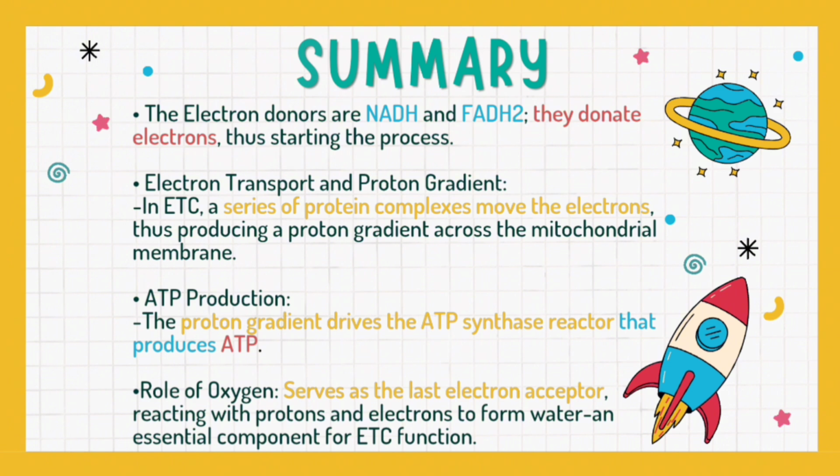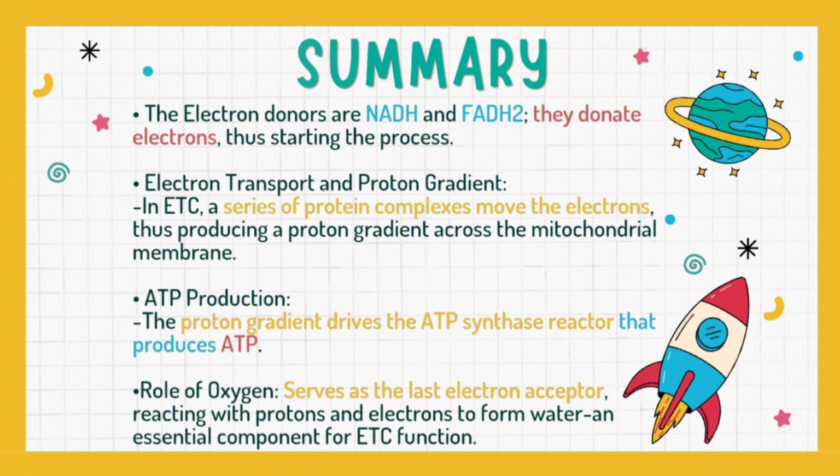In the ETC, a series of protein complexes move the electrons, thus producing a proton gradient across the mitochondrial membrane. As the electrons move through the ETC, they are passed from one protein complex to another. This movement of electrons releases energy, which is used to pump protons, H+, from the mitochondrial matrix to the intermembrane space, creating a proton gradient across the inner mitochondrial membrane.